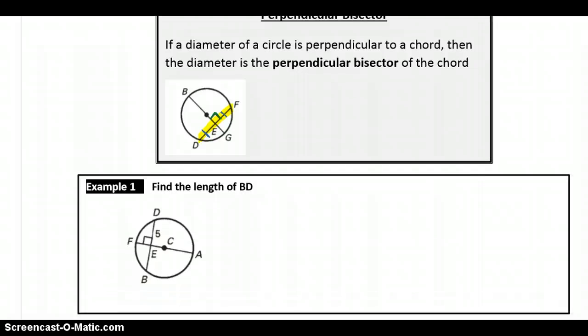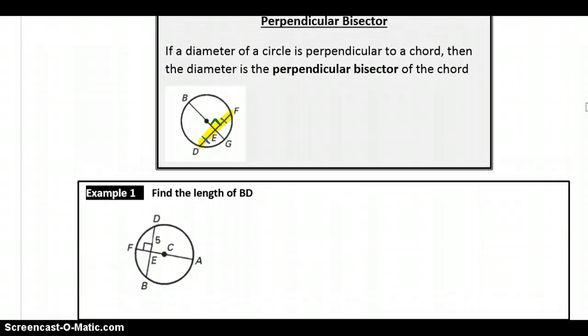So let's look at example 1. Find the length of BD. So I'm going to highlight BD on the circle. BD is a chord, and we can see the diameter, AF, makes a right angle with my chord. So thus, it is bisecting my chord, meaning that both of the sides, or both halves, have to be congruent. If this side is 5, the other side has to be 5. If both sides are 5, to get the total length of BD, just double that. 5 plus 5 gives us a length of 10 for BD.